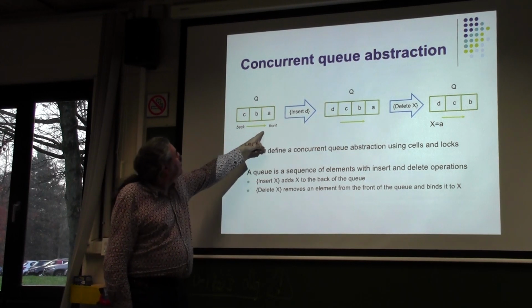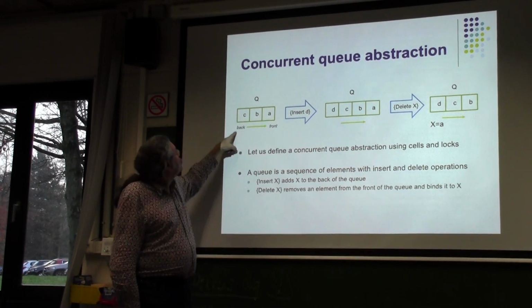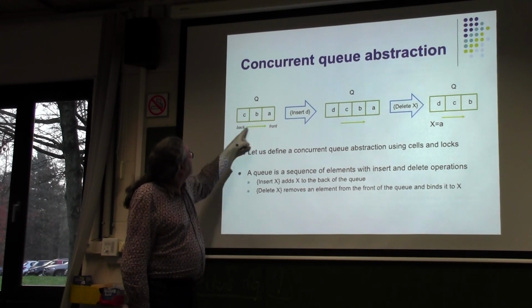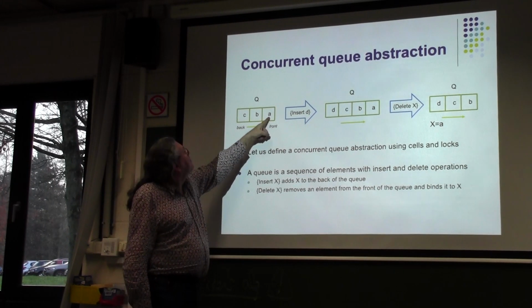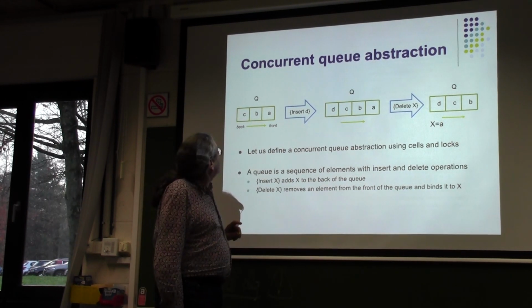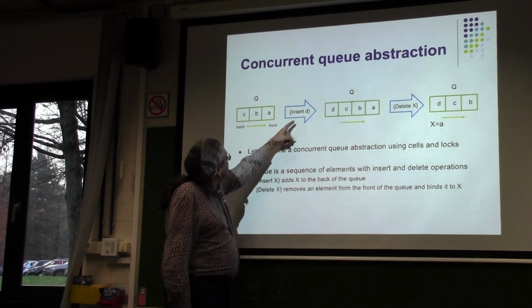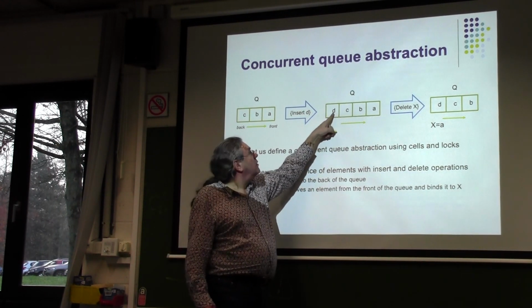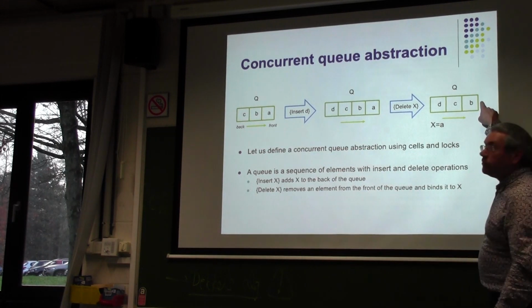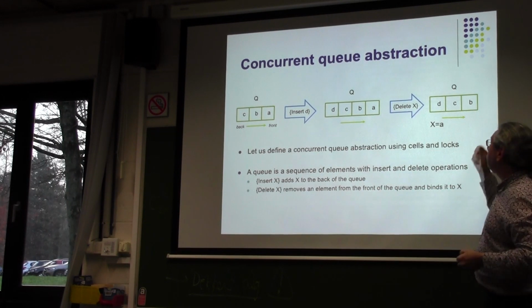So here we have a queue. This greenish sequence is a queue, and a queue has a front and a back. So A is in front and then B and C, so this has three elements. If I do an insert D operation on this queue, then I add D to the back. And if I delete an element from a queue, I delete it from the front. So you add in the back and you delete from the front.